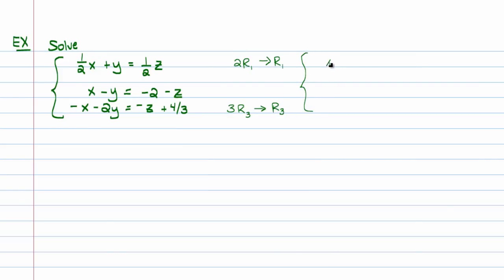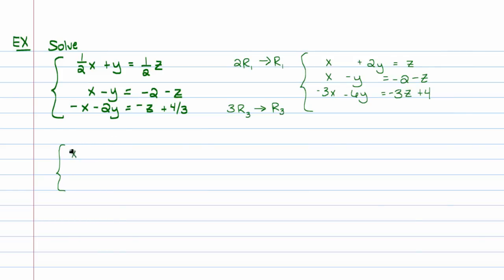So row 1 is going to become x plus 2y is equal to z. Row 2 is still the same old row 2, so it's x minus y is equal to a negative 2 minus z. And finally, row 3, when I multiply everything by 3, I get a negative 3x, negative 6y is equal to a negative 3z plus 4. Now I got to clean this up. I want all my variable terms on the left-hand side. Just still kind of keeping with my nice setup, so I'll do that.